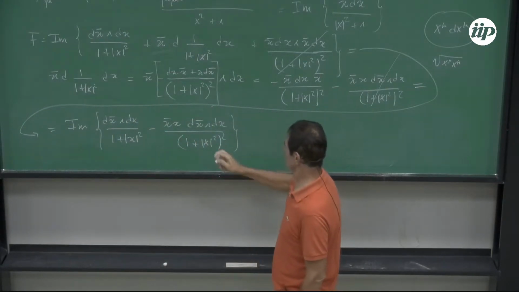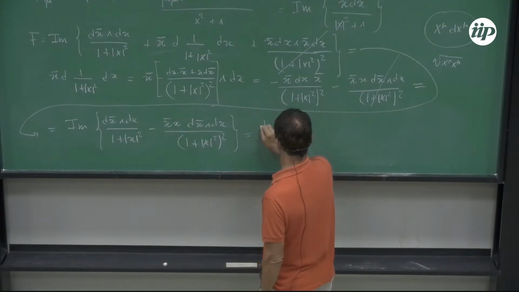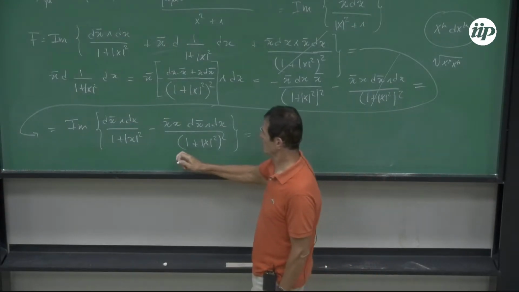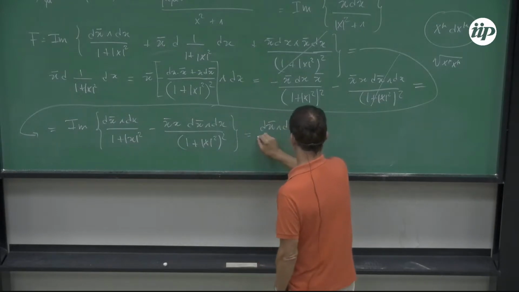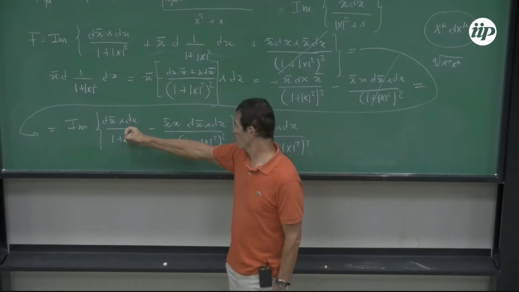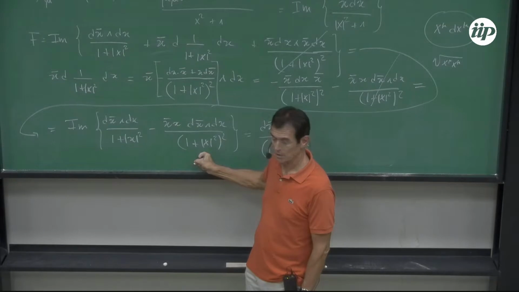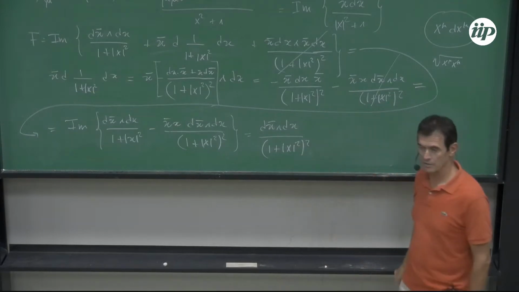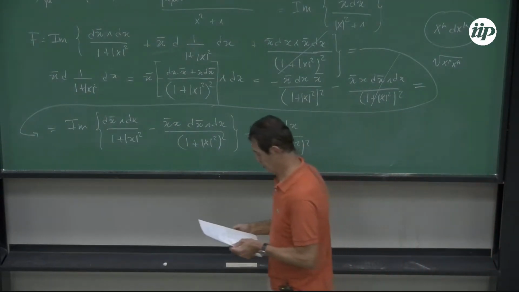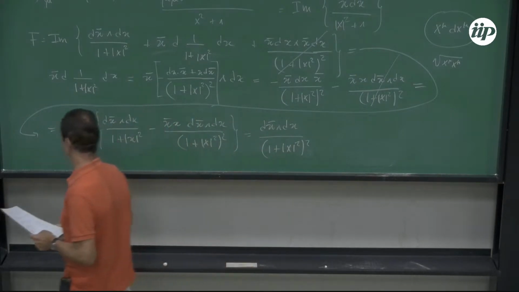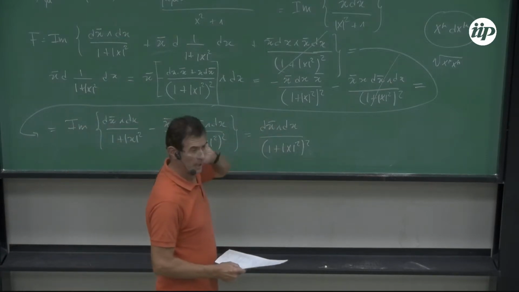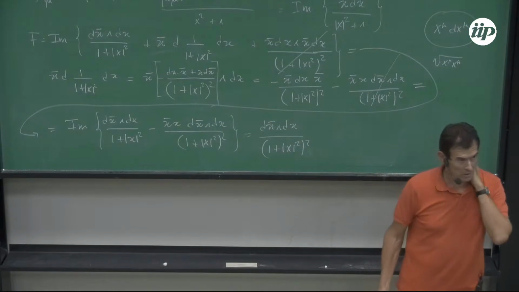So you see that this part is common, so let me take it out: dx bar wedge dx. And then we do the common denominator, 1 plus x squared. So this becomes 1 plus x squared minus x squared, which cancels, and this is the final result. So this is our f, and this object here, dx bar wedge dx, is anti-self-dual.